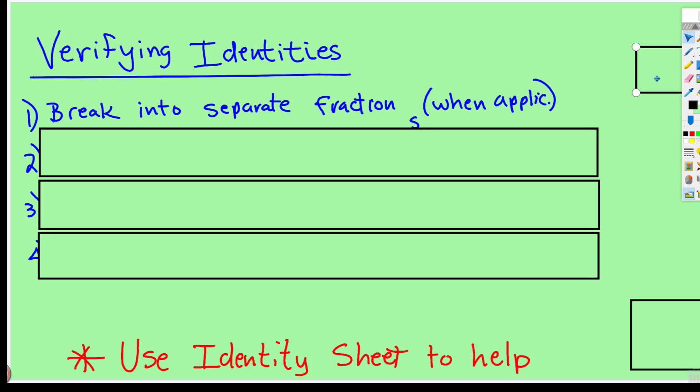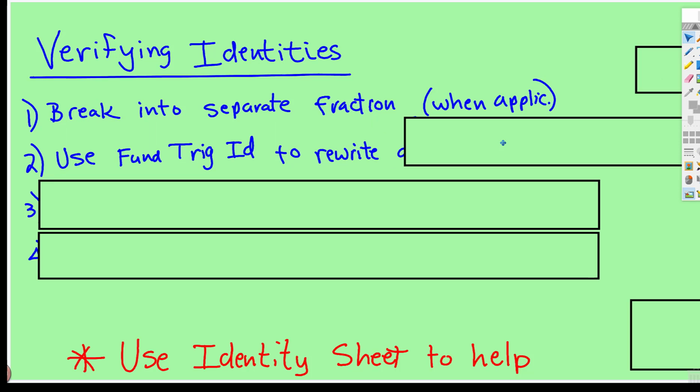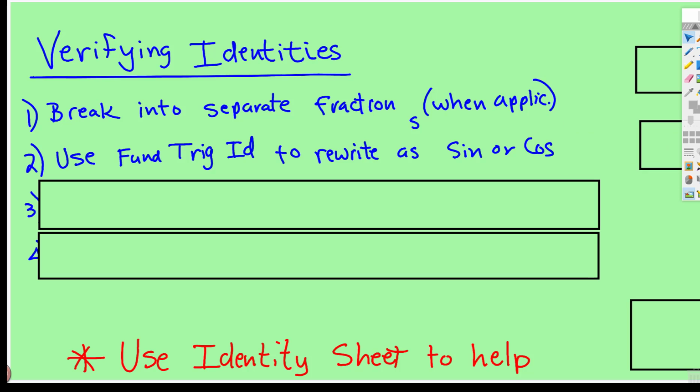Break pieces into separate fractions when that's applicable. Remember to look at the identity sheet. Use the fundamental trig identities to rewrite things as sine or cosine. So for example, if you see tangent theta, you could rewrite that as sine theta over cosine theta.